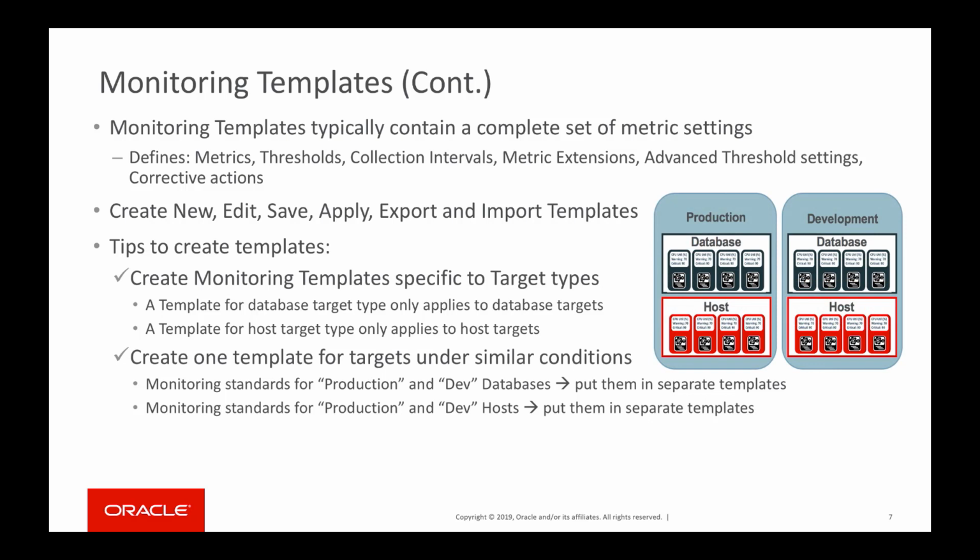You may have groups of targets that are used under particular conditions such as production or development. Say each group has a set of databases and hosts, then probably they have different workloads, and because of that, monitoring requirements are also different. In this case, you need 4 different templates: one for production hosts, another for development hosts, one for production databases, another for development databases.